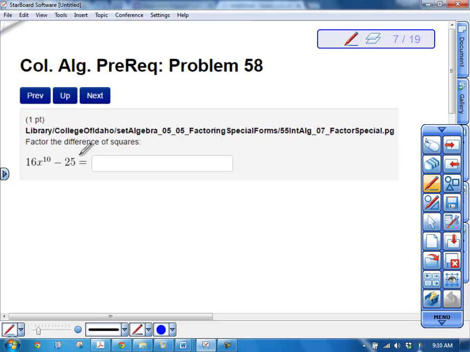All right, the next one says factor the difference of two squares. This is a difference of two squares, so all I have to do is take the square root of both of these. This would be 4x to the 5th if I took the square root of it, minus 5. And then you do the same thing, it's 4x to the 5th, but this time plus 5.